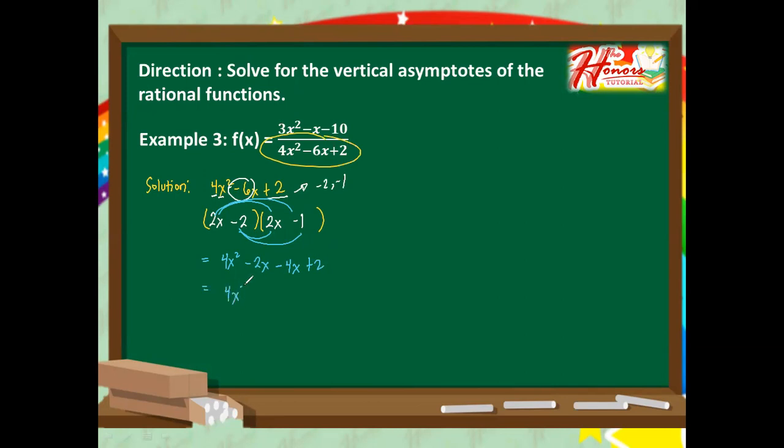So we have here 4x squared and then combine this because they are like terms, because they have the same variable and same exponent. Since they have the same sign, which is both negative, we will just copy it and then add the numbers, which is 2 and 4, that's 6. Then copy the variable, which is x, and then plus 2.